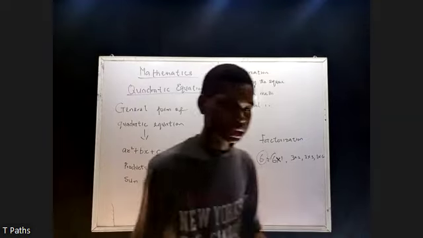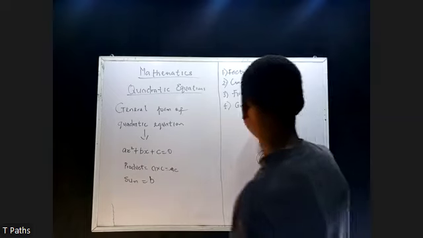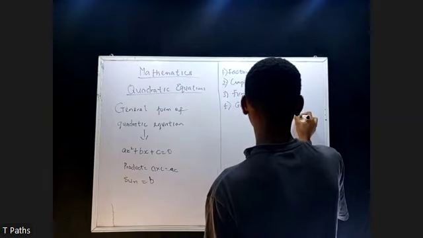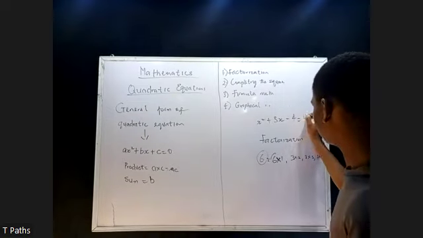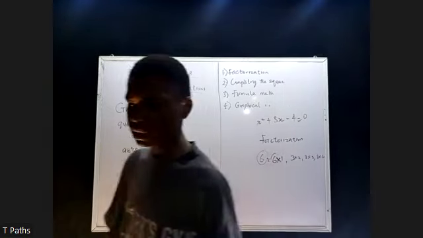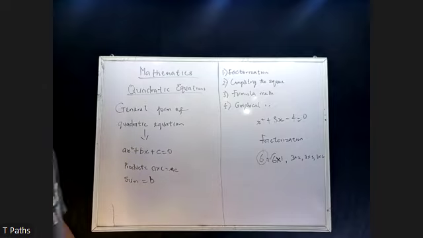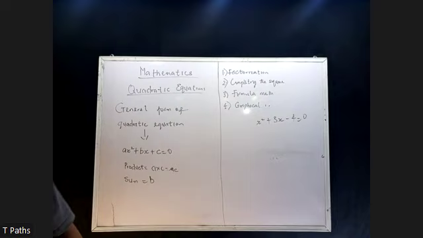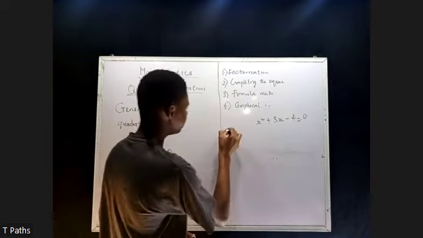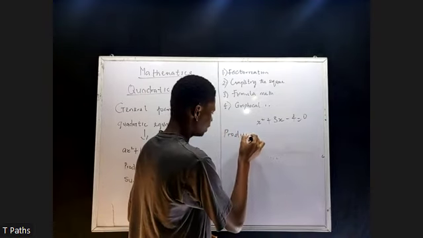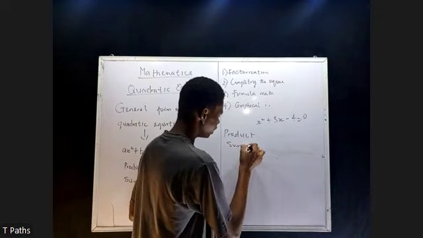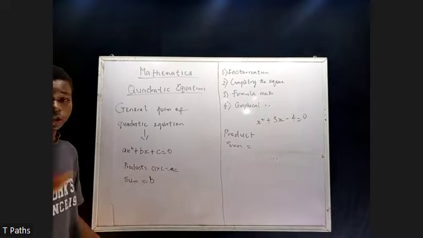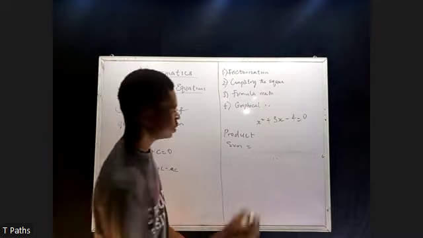So let's take an example. For example, I have x squared plus, say, 3x minus 4 is equal to 0. Let's say this is a quadratic equation, right? If I'm to factorize this, the first thing I have to find is my product and my sum. So I can write this down: product and sum. This is just going to be a quick example to illustrate what I'm explaining here. So this is product.